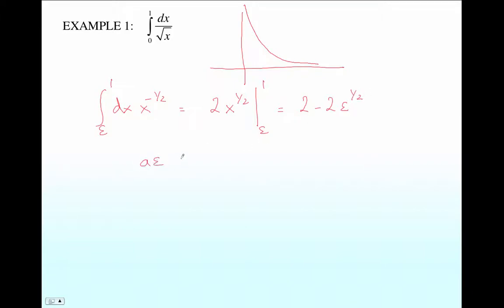As epsilon goes to 0, we can see that this integral goes to 2. And so the integral exists, certainly, and the limit is also something that we found. It's 2.